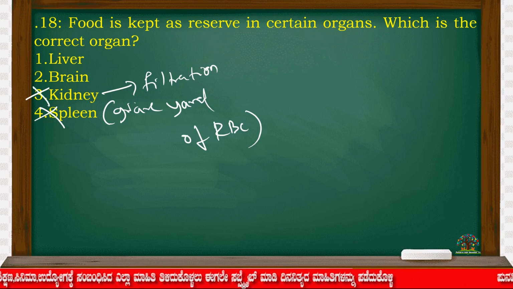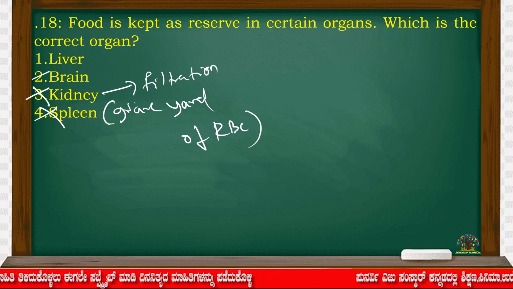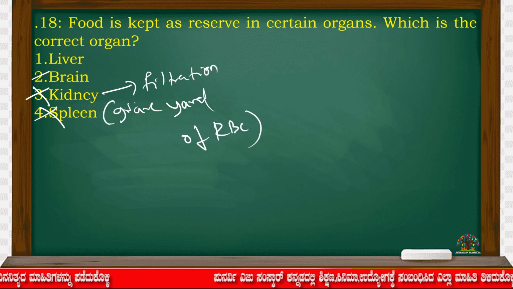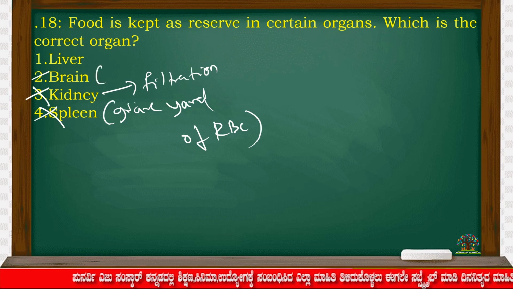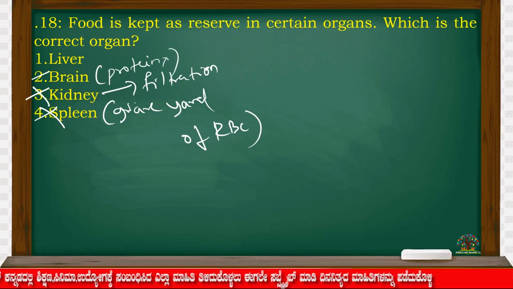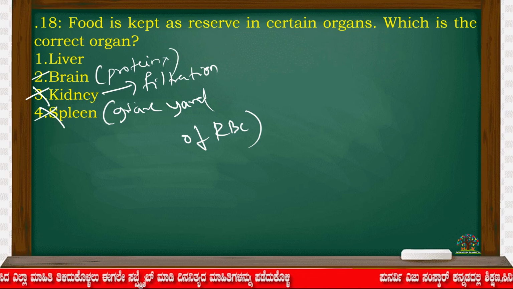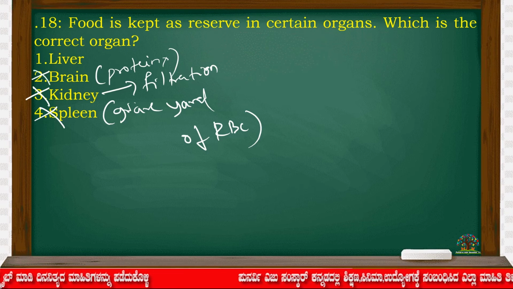Second option, brain. Brain is actually the central unit of the nervous system, which helps in the controlling and coordination of the entire body. But brain never stores any food. It would store certain proteins which are called memory proteins that are helpful in the process of recapturing things, but it never stores any food. So the brain cannot be the correct answer.